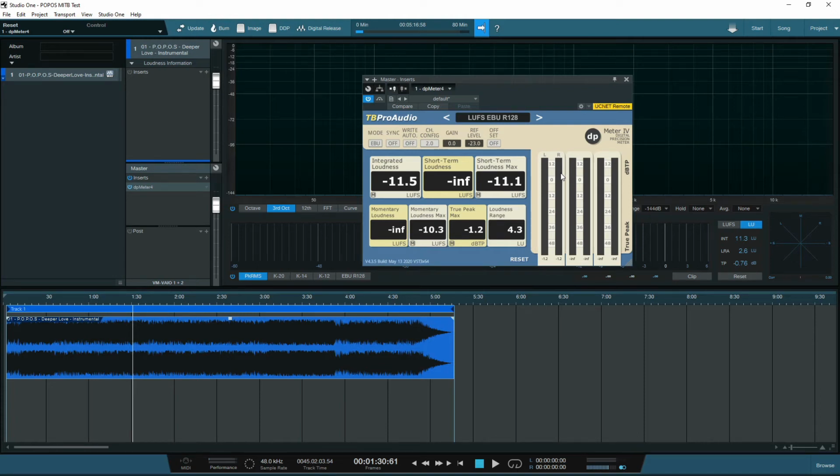In this week's video we are going to take our learning of the loudness standards in mastering and apply this in practice to our mastering workflow.